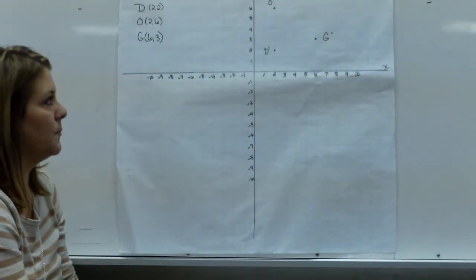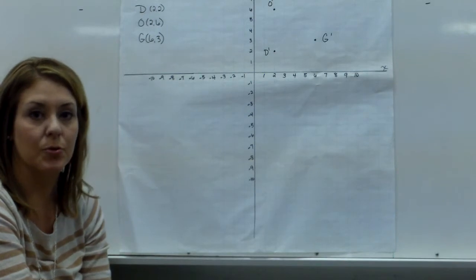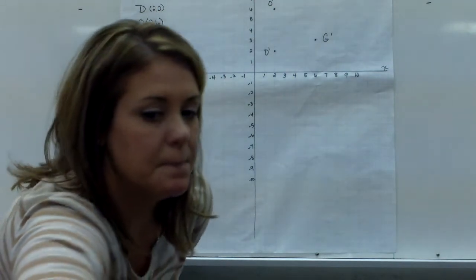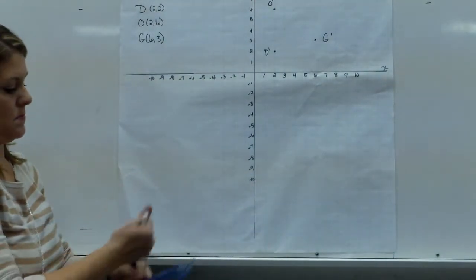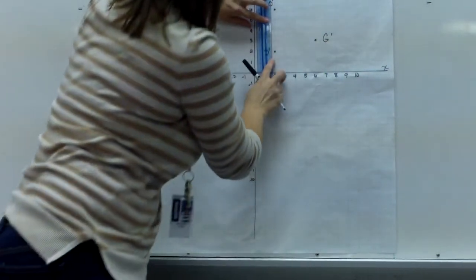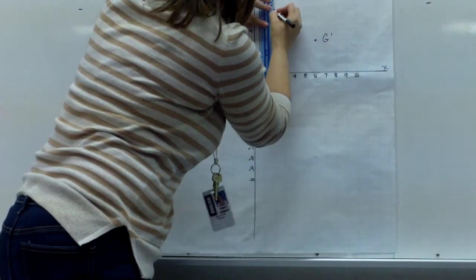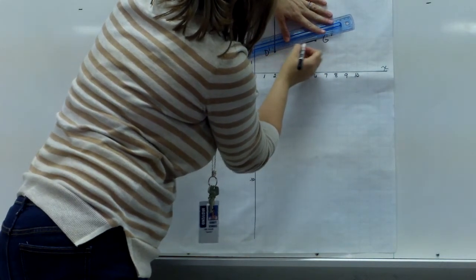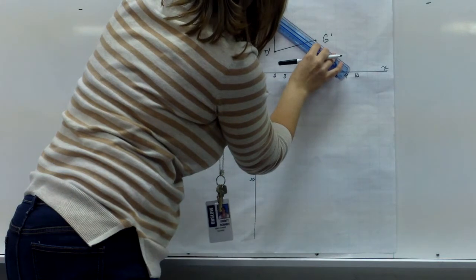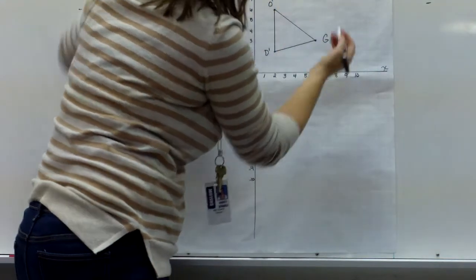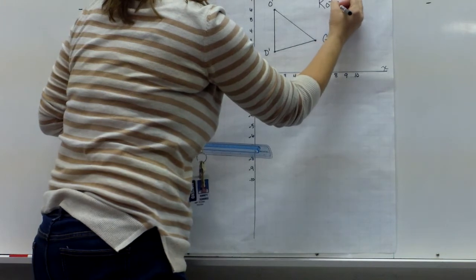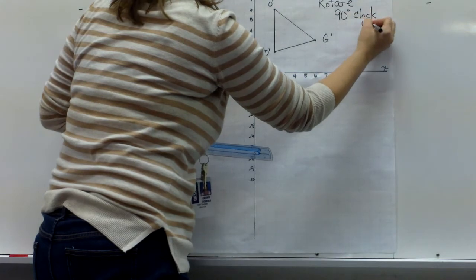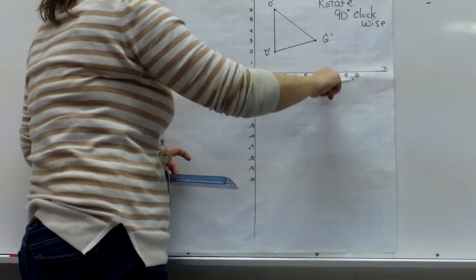Okay, so we're going to do a quick example, and then in class, of course, we'll do plenty more and do an activity with this. So we have triangle DOG. And we're going to rotate it 90 degrees clockwise. So it's going to turn and go this way.